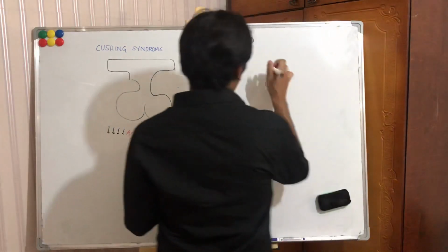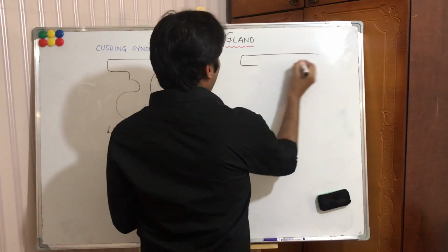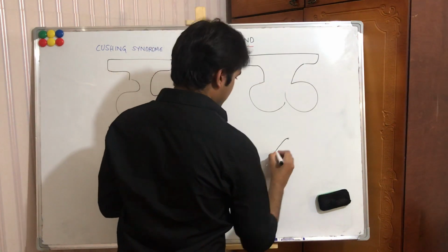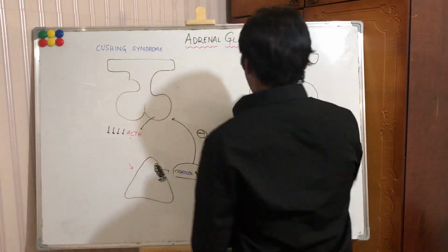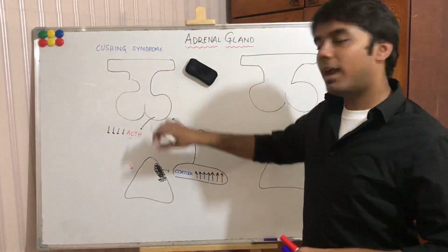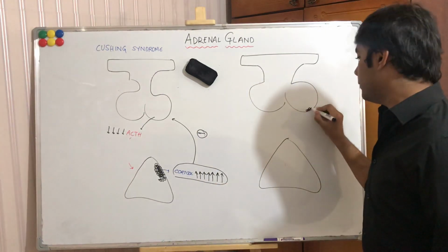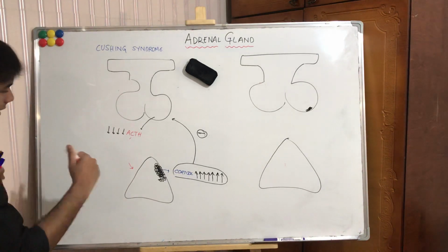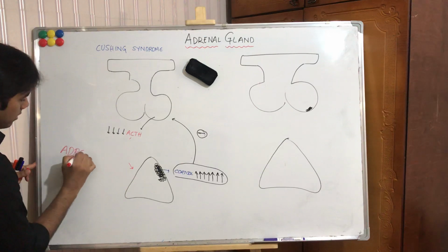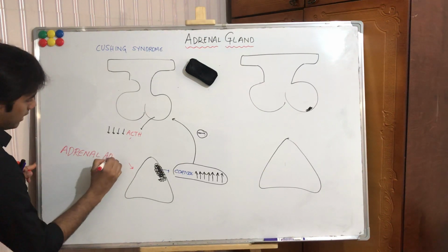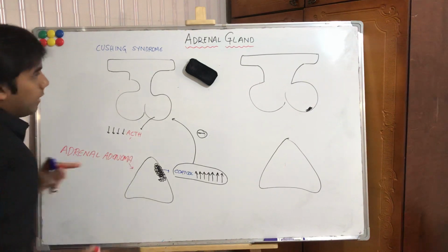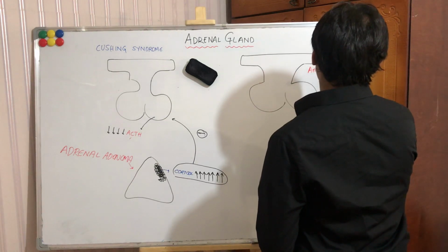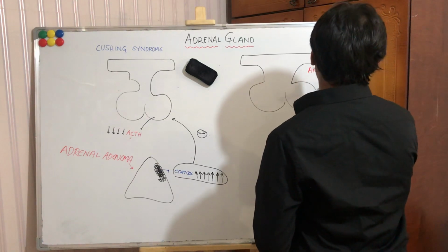Now coming to the opposite side, look here. Let's shift this tumor to the anterior pituitary. Let me write here. This is adrenal adenoma, right? So that you don't get confused. This is the case of adrenal adenoma. Now here there is anterior pituitary adenoma.